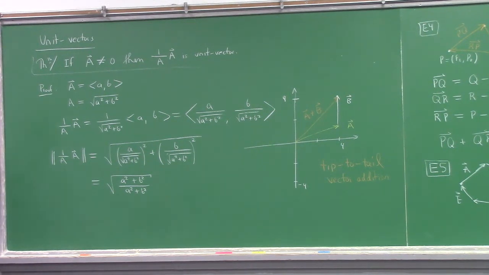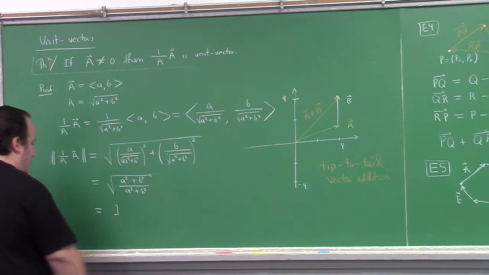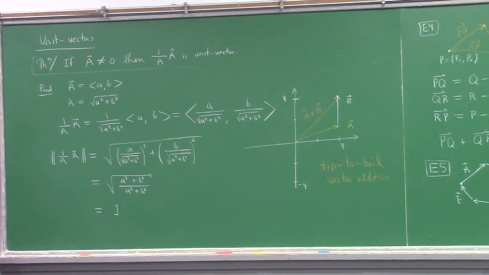But anyway, how do I know that this division makes sense? Well, remember, I assumed that the vector was non-zero. If the vector is non-zero, it has non-zero length, which means that a squared plus b squared is non-zero. For a vector to be non-zero, at least one of a or b has to be non-zero. Hence, a squared plus b squared is non-zero, and this is just 1, which shows you that 1 over the magnitude times the vector is a vector of length 1.